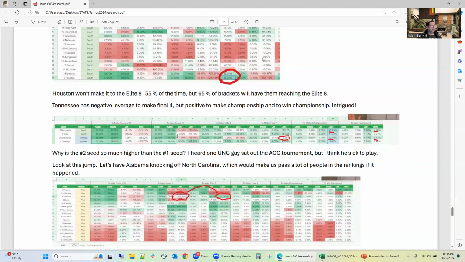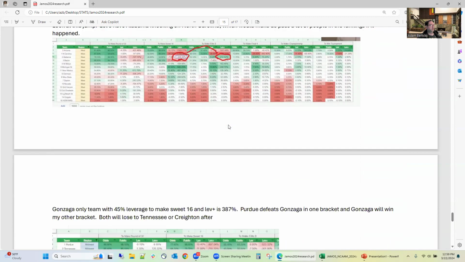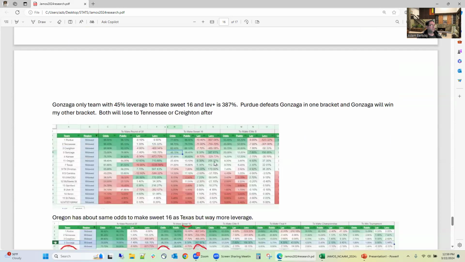Let me see what else jumped out at me. Next year I'm going to have these other in between models, but let's look at some of these jumps. Like Alabama, they have huge negative leverage, negative 328% to make the Sweet 16, but look, it flips. When you go to the Elite 8, it flips to positive 212. The other teams above them have negative to make the Elite 8. That's very intriguing to me. I think I'm going to have Alabama go further than most people do, just because of that.